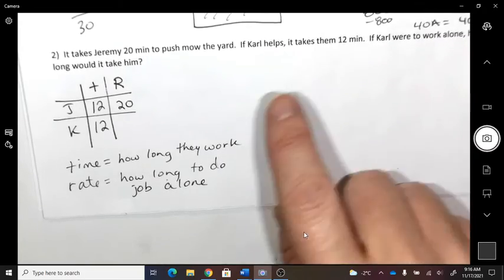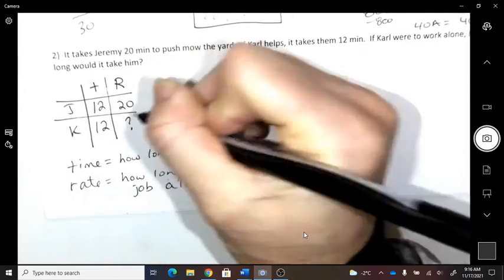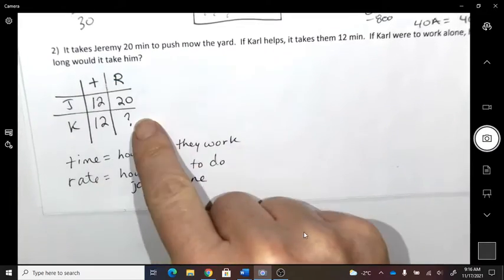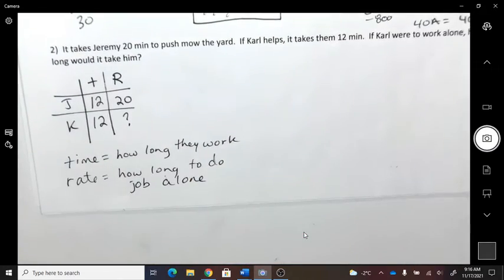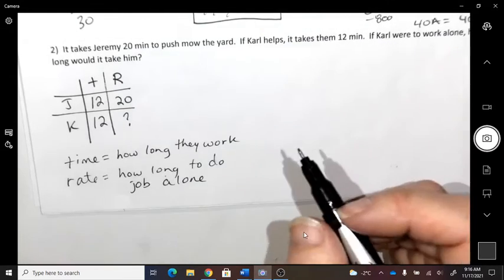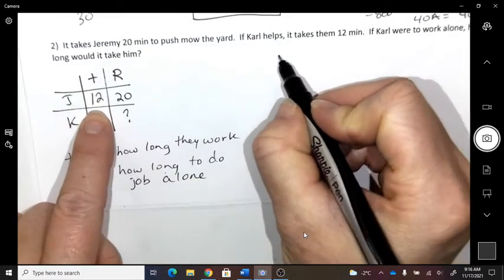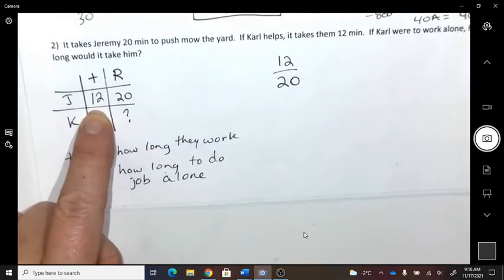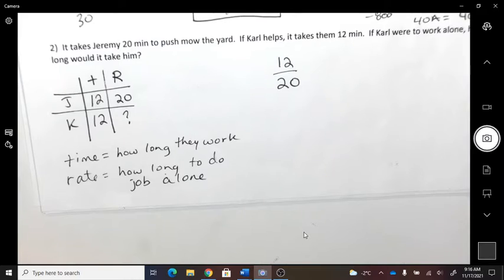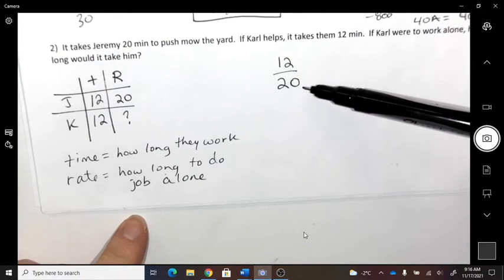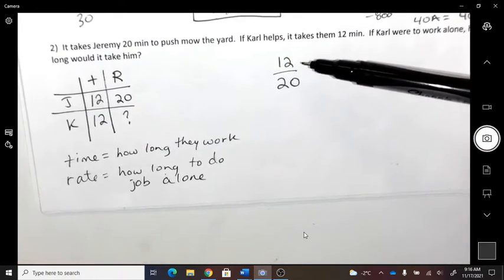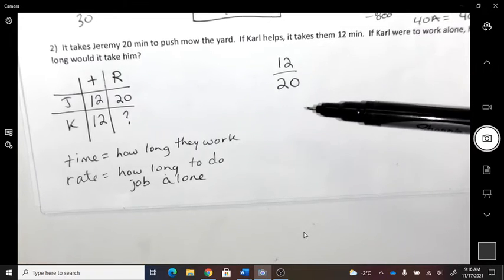If Carl were to work alone, how long would it take him? So I'm trying to find Carl's rate. Rate is this when you're by yourself. Okay, so here we go. Jeremy does 12/20ths of the job because it takes him 20 minutes to do the job. So if he's working for 12 minutes, he has completed 12/20ths of it.